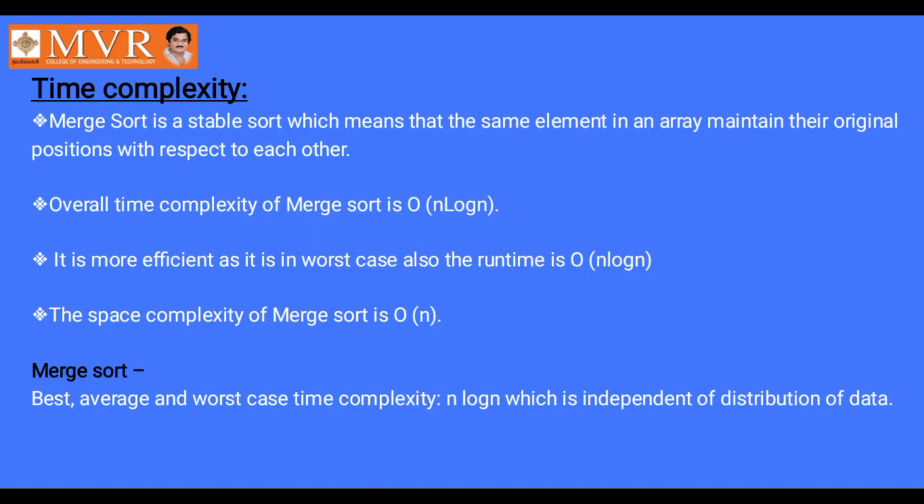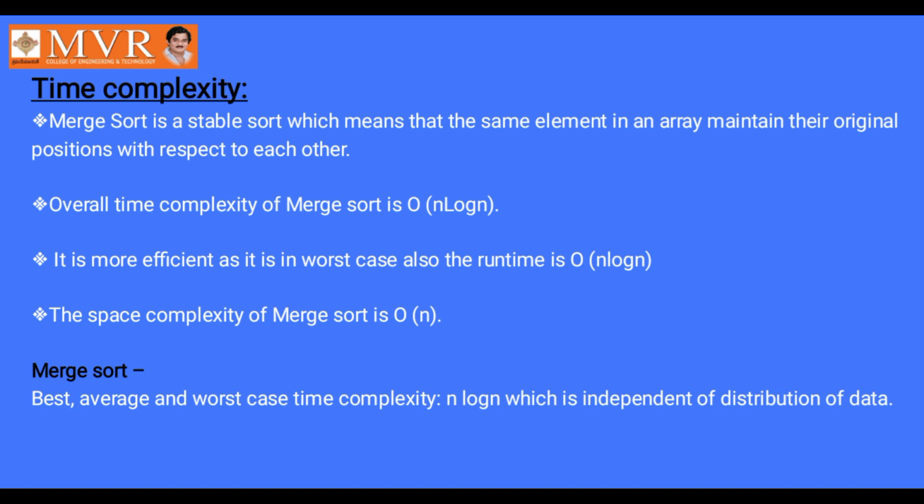Okay, time complexity. Merge sort is a stable sorting algorithm, which means equal elements in an array maintain their original position with respect to each other. As I have already told you, whatever the problem given to you, first write the numbers, place them in an array, and give them numbering from 0 to n minus 1. Their positions remain the same till the end of the problem. Overall time complexity of the merge sort algorithm is O of n log n.